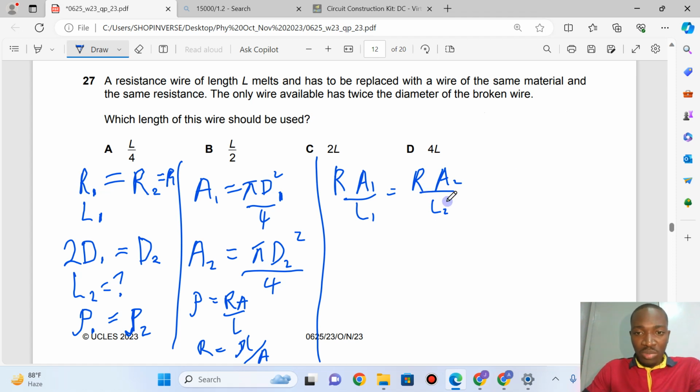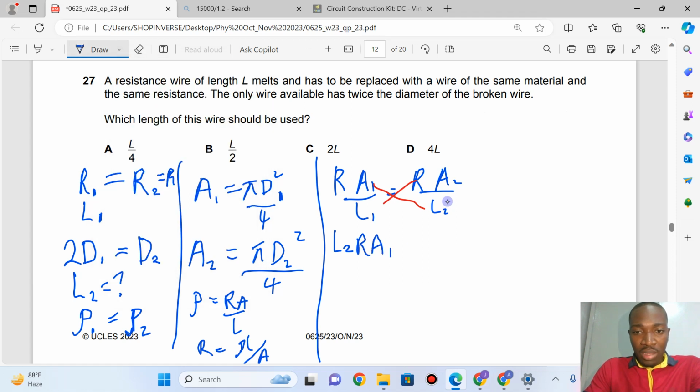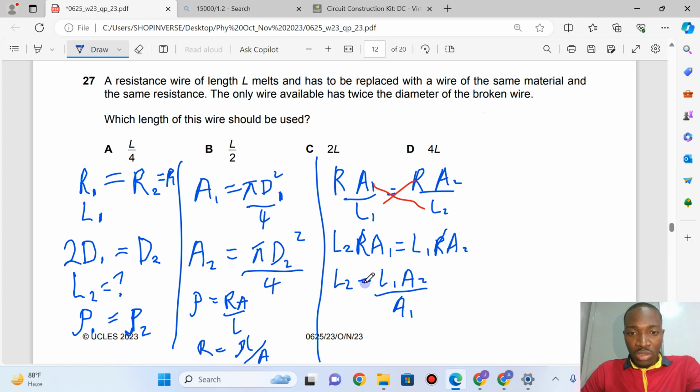I want to make L2 the subject. What is L2? L2 equals what? If I cross multiply this way, what will I have? I will have L2 R A1 equals L1 R A2. R is common on both sides, I can just cancel it out. So I'll be left with L2 equals L1 A2 over A1. Yeah, L2 equals L1 A2 over A1.